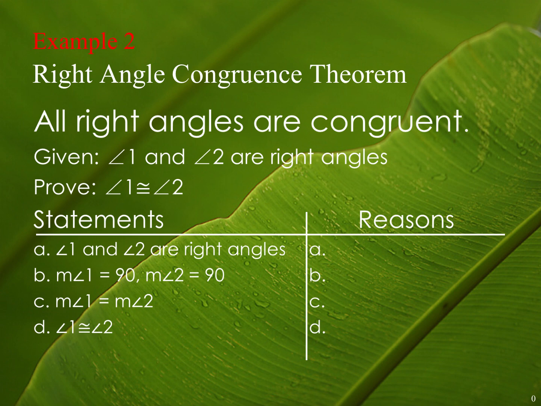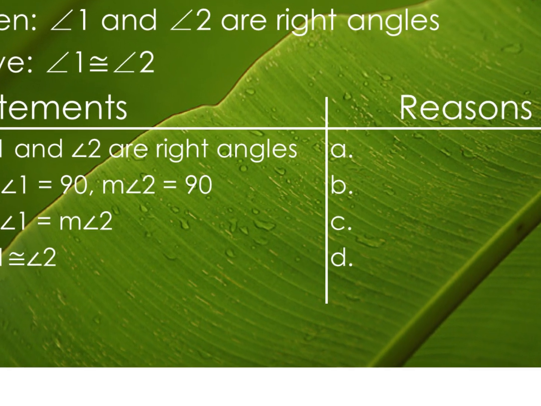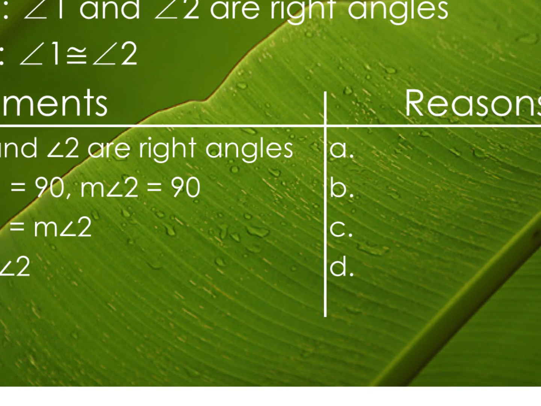So this is what we've been doing. This is how we've been solving it. All right angles are congruent. So given angle 1 and angle 2 are right angles, they want me to prove that they're congruent. So I'm going to go ahead and prove that. Looking at the first one, it says angle 1 and angle 2 are right angles. What should A be? Always given. Oops, that's a highlighter. Given.